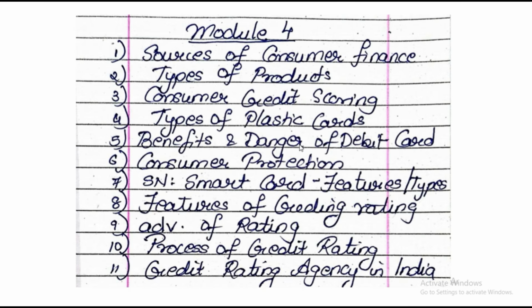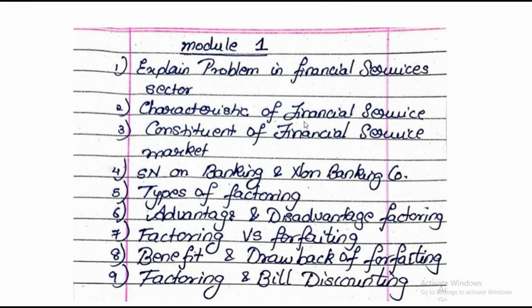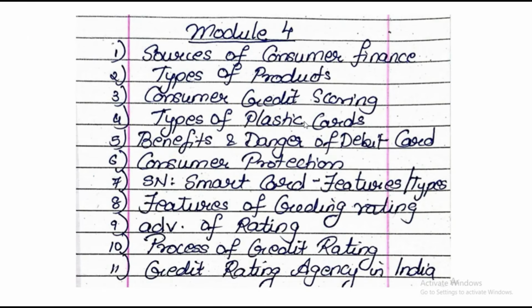So these are the important topics of the 4 modules that you need to cover in the Innovative Financial Service subject. Again, I'll just go through. This is module 1. You all can take a screenshot or note it down. This is module 2. So module 1 has 9 questions, module 2 has 7, module 3 has 6 topics, and module 4 has 11 topics. You all can note down these topics and start preparing on this.